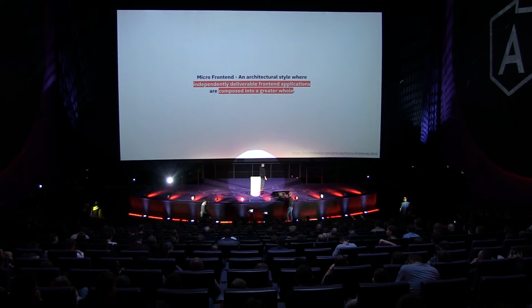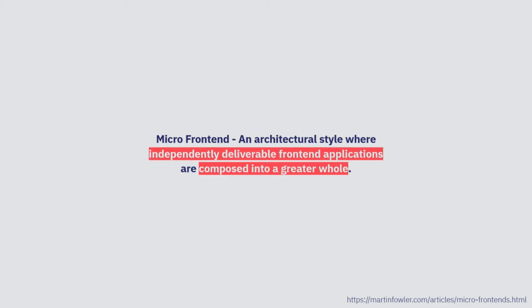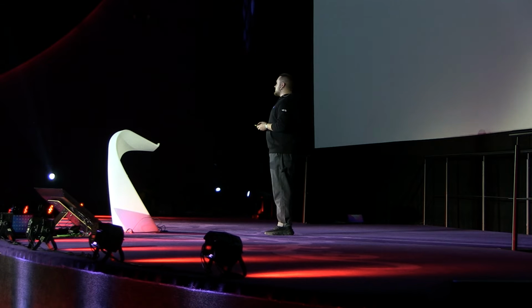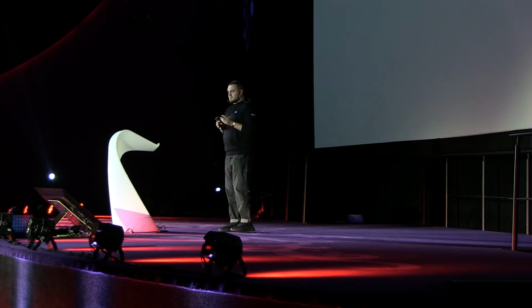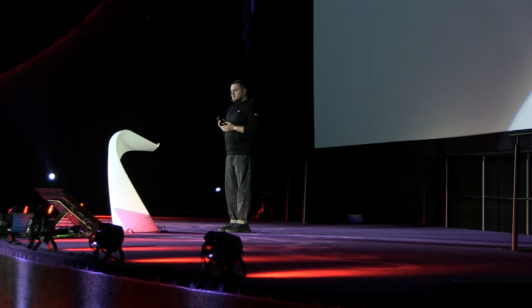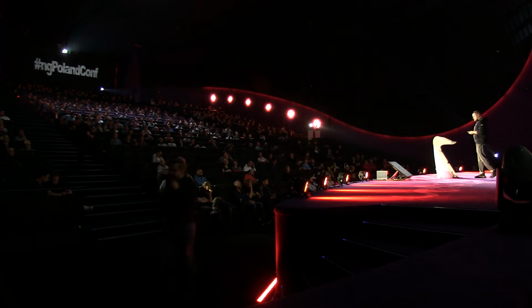So let's start with the theoretical background, maybe, and recap what micro front-end is about. It is an architectural style in which independently deliverable front-end applications are composed into a greater whole. It has some advantages, such as smaller, more maintainable code bases, more scalable organization, and the ability to be upgraded or even rewritten in a more incremental fashion.